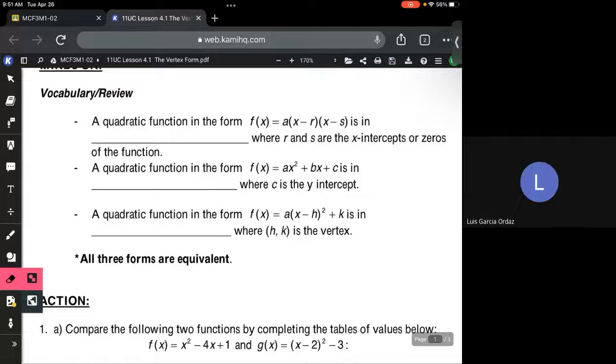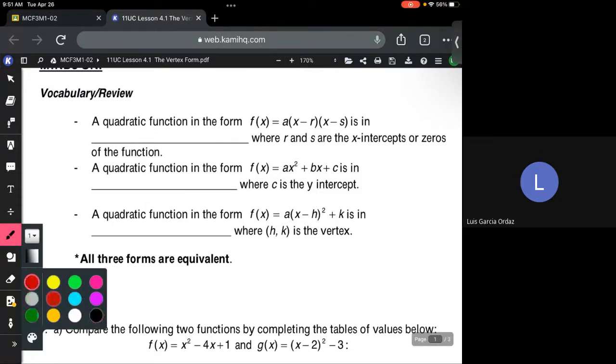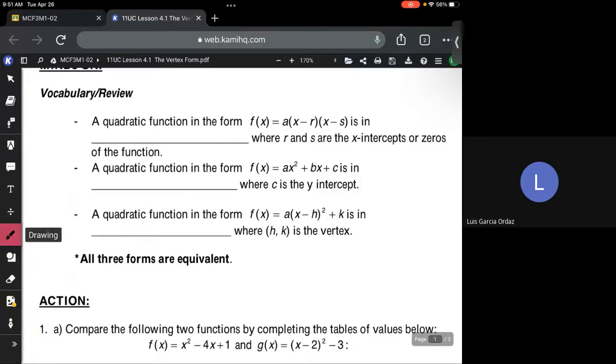For the first one, we have a quadratic function in the form of f of x equal to a times x minus r and x minus s. What form is this in, Olivia? Yeah, this is in factored form, where r and s are considered to be my x-intercepts or zeros. So let's do an example in factored form.